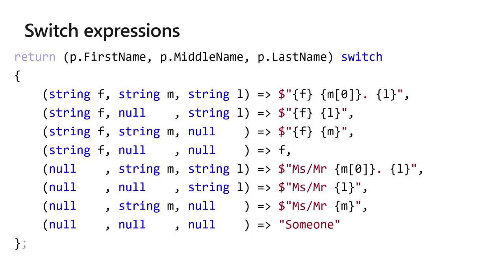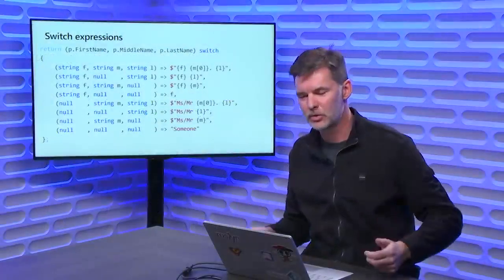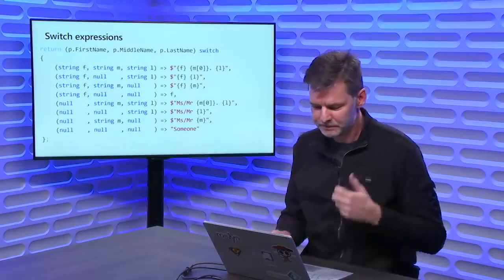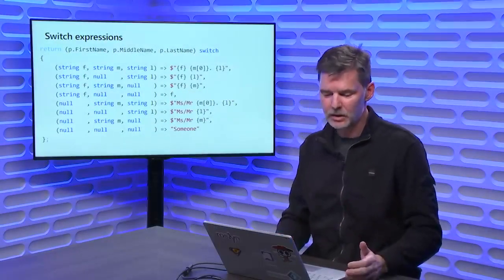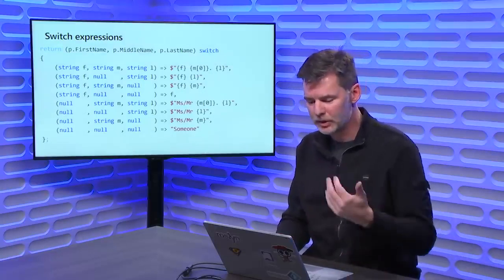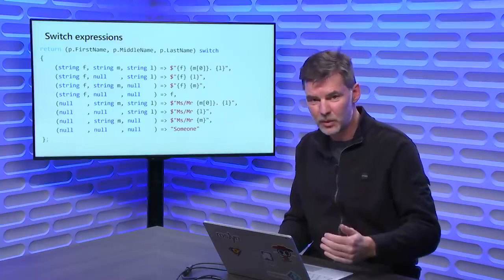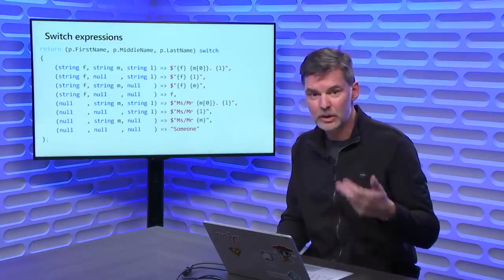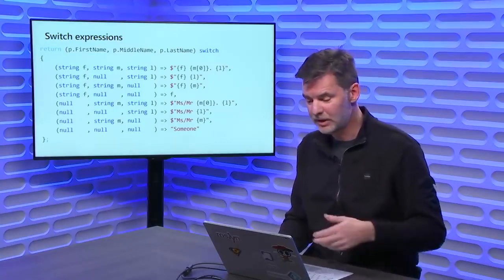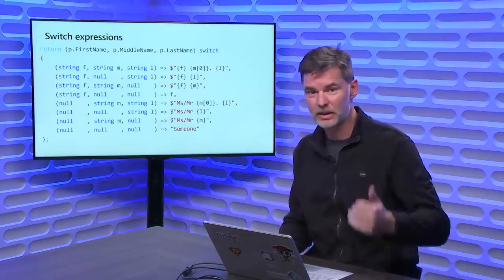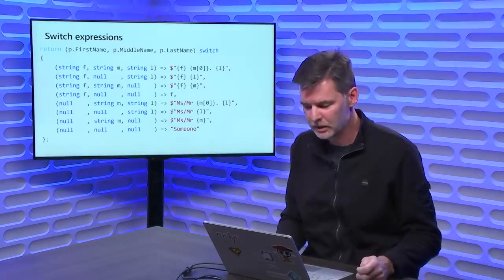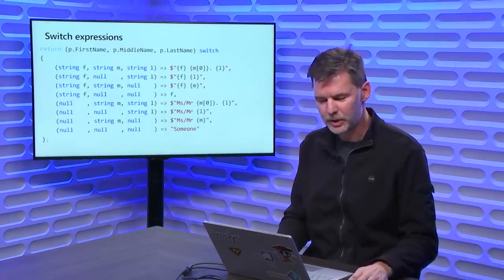But beyond that, because an expression has to produce a result, the compiler will actually check that you don't get to the end with some of the possible values not being handled. So the compiler will give you a warning if you're missing some. And if you ignore that warning, it'll generate code to throw an exception that says, well, you ran out at the end of a switch expression. So that's switch expressions.